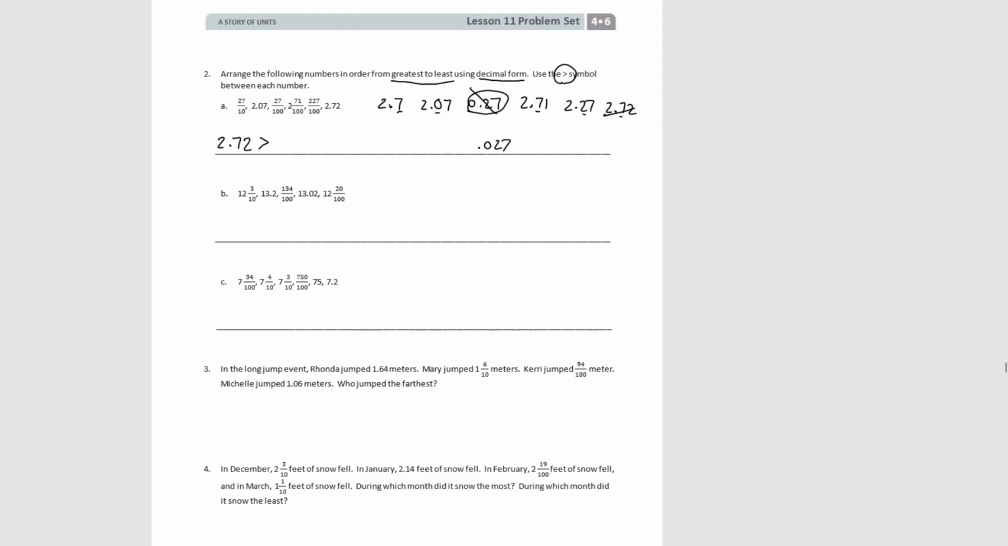The next one was going to be 2 and 71 hundredths. And the next one is going to be 2 and 7 tenths, no hundredths. Then I have a 0 and a 2 in the tenths place, so the 2 is going to come next. And 7 hundredths, and finally 27. Now I'm going to go back and write these in their original form. So 2 and 72 hundredths was in decimal form to start with. 2 and 71 hundredths was written in fraction form.